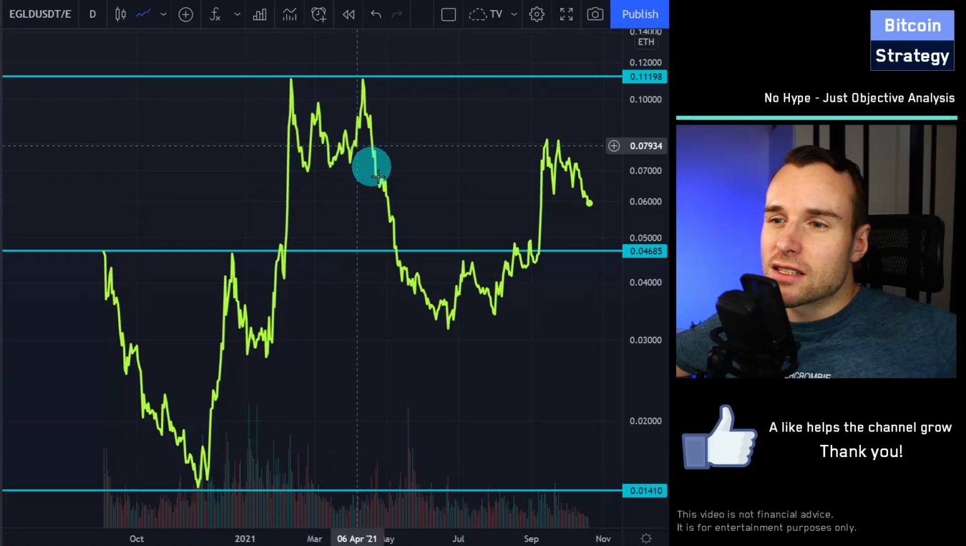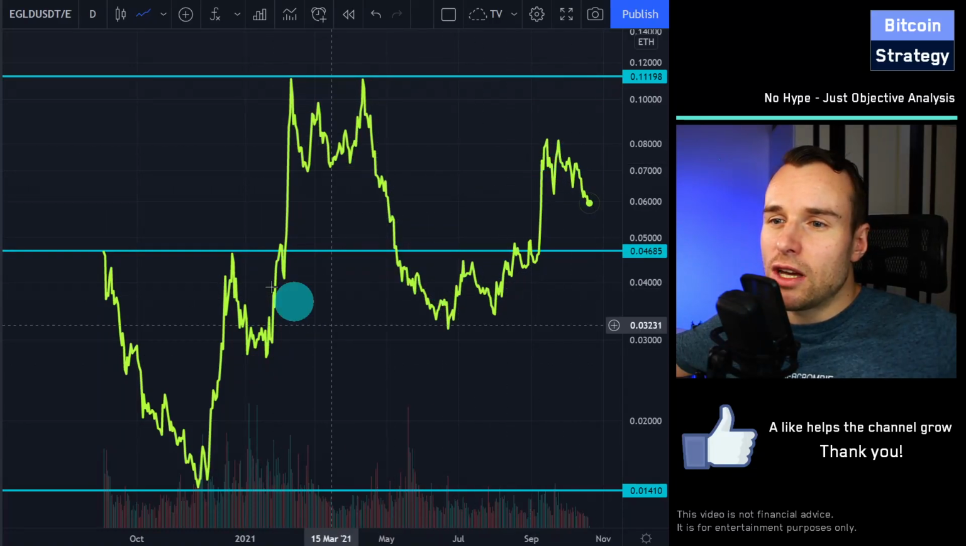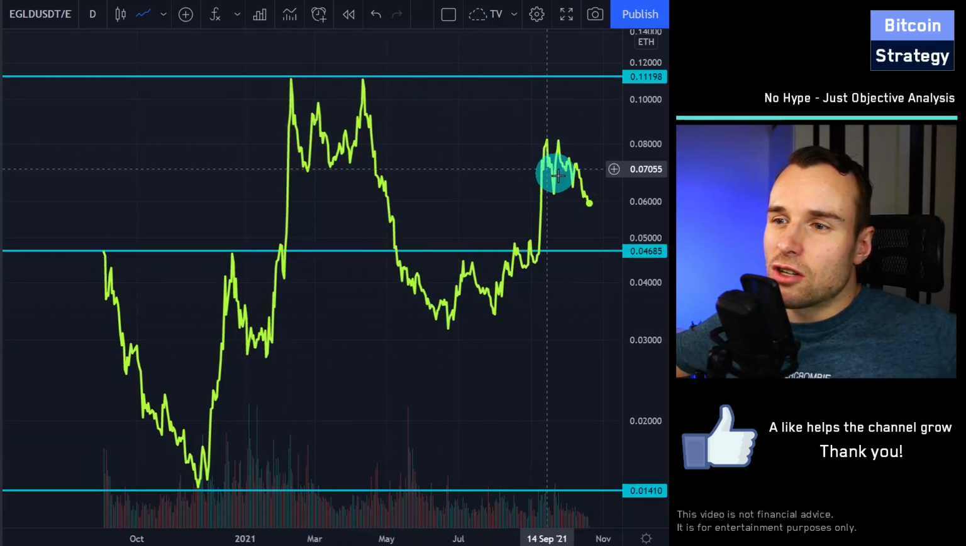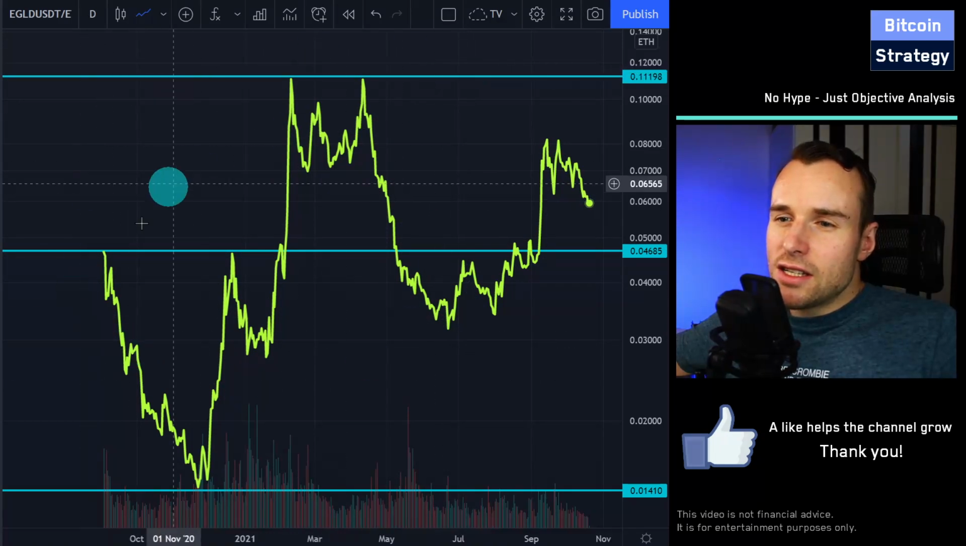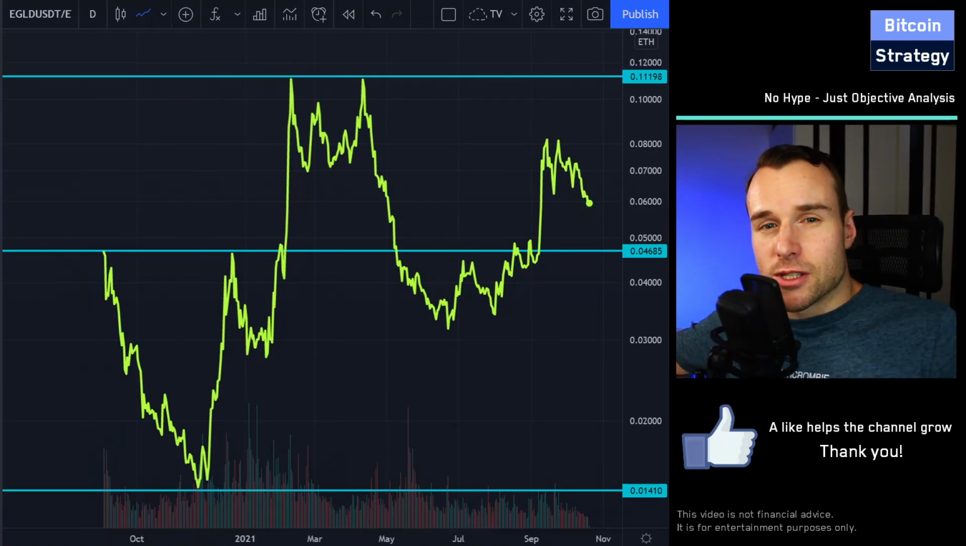But it doesn't. It's kind of like in a sideways trading range. And that's very interesting. That's not very typical. And so the way I see this is there's two approaches to this now. If you believe in Elrond fundamentally speaking, you want to hold the EGLD token over the very long term.